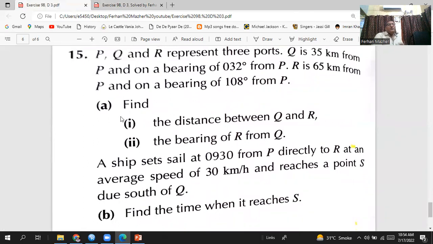Question number 15. It says P, Q, and R represent three ports. Q is 35 kilometers from P and on a bearing of 32 degrees from P. And R is 65 kilometers from P and on a bearing of 108 from P. Find the distance between Q and R, and the bearing of R from Q. Then it says a ship sets sail at 9:30 from P directly to R at an average speed of 30 kilometers per hour and reaches a point S due south of Q. Find the time when it reaches S.